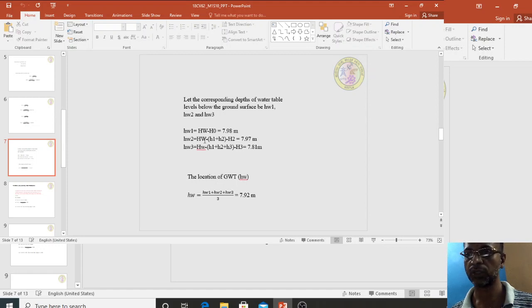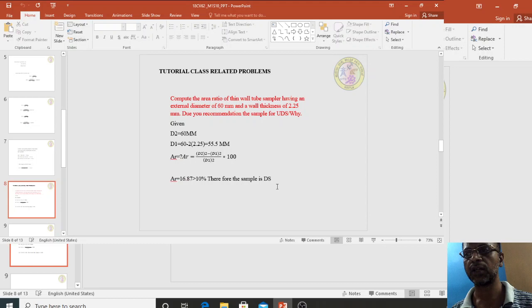Small hW2 is equal to capital HW minus of H1 plus H2, minus of capital H2, that is 7.97 meter. Small hW3 is equal to HW minus H1 plus H2 plus H3, minus H3, that is 7.81 meter. If it has achieved steady state condition, these values should be one and the same. If it has not achieved steady state, due to many reasons, soil properties will differ and the size of the particles may not be the same. Therefore, the average location of groundwater table is HW, equal to HW1 plus HW2 plus HW3 divided by 3, that is 7.92 meter.